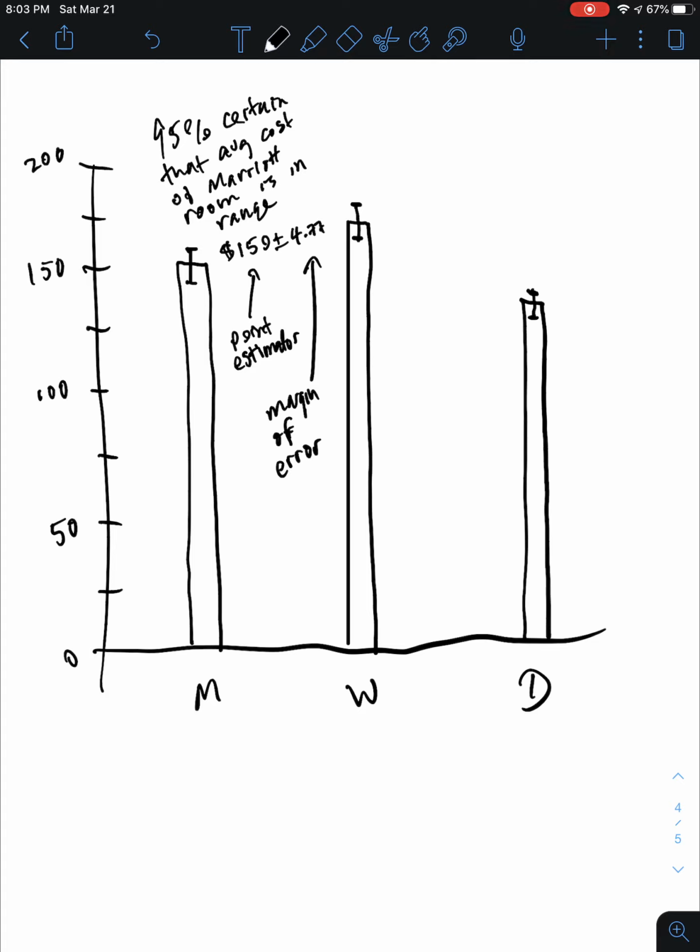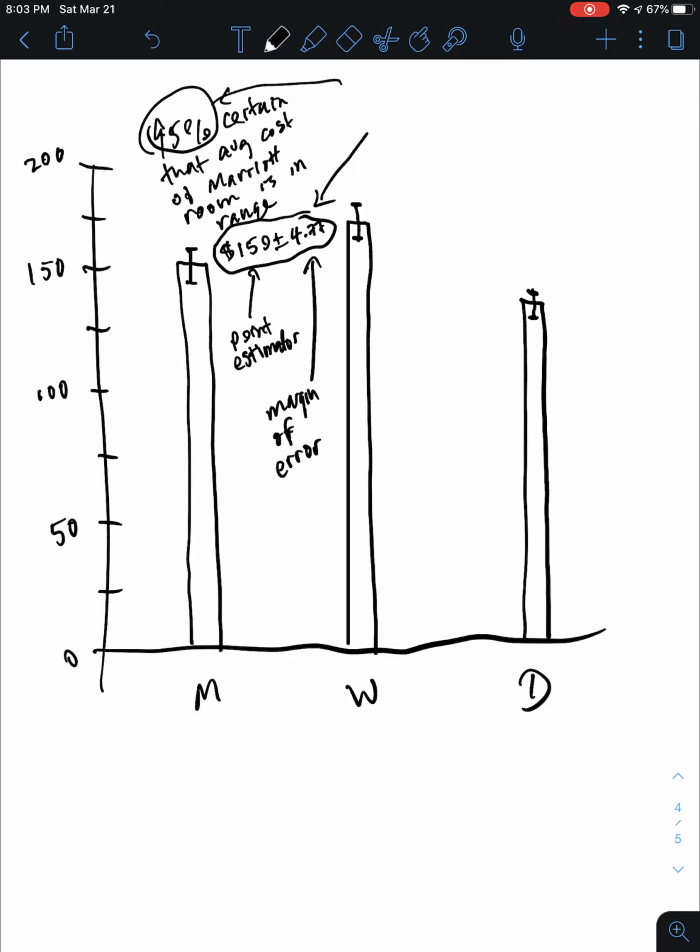If we're not going to take the trouble to graph it, then we just give this summary here, and these three numbers are what we need to give complete and true information in this case. 95% or whatever our confidence level is, and then 150, which is our point estimator, and then our margin of error, in this case 4.77. So you need to quote three numbers when you give an answer to this type of question.